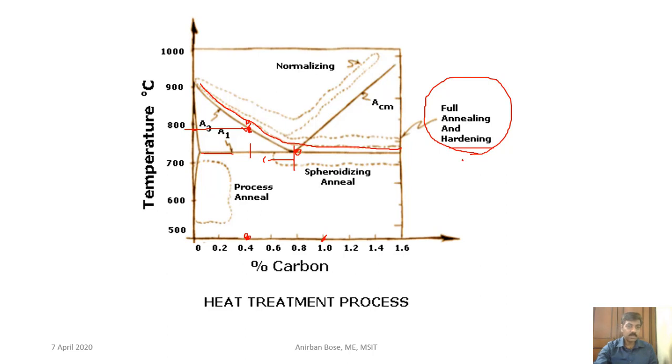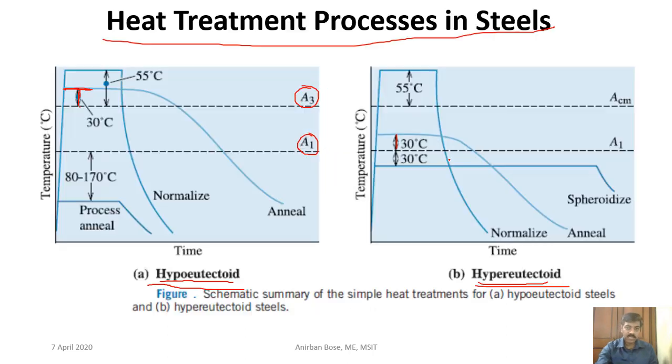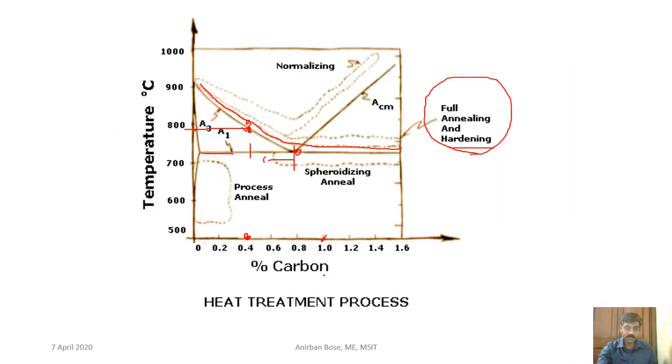Okay, now coming to the normalizing process. In the normalizing process, initially again you have to do the austenitizing. So for the normalizing process, initially you have to heat 55 degrees centigrade above the upper critical temperature for the hypoeutectoid steel and 55 degrees centigrade above the upper critical temperature for the hypereutectoid steel also. So in both cases, for the normalizing process you have to heat initially above the upper critical temperature by 55 degrees centigrade.